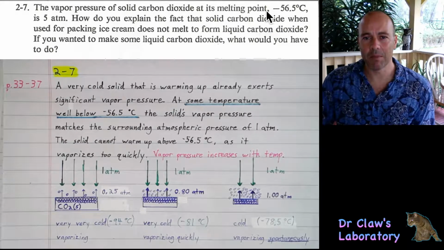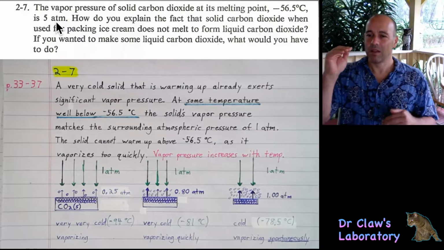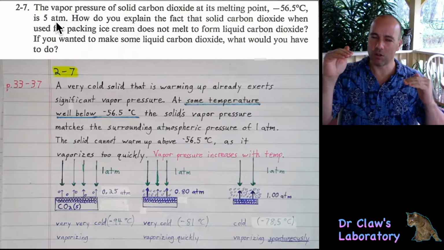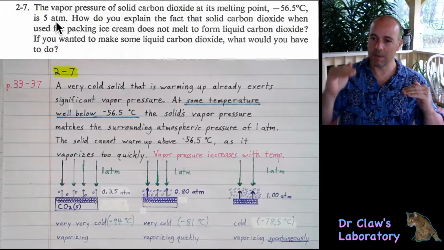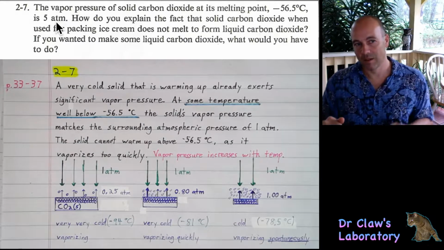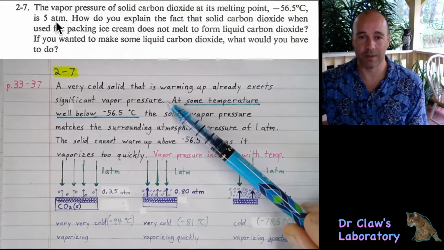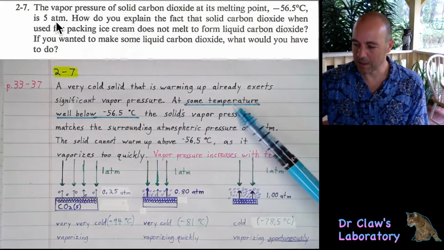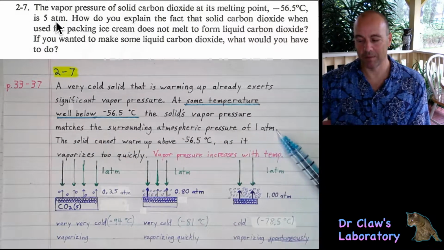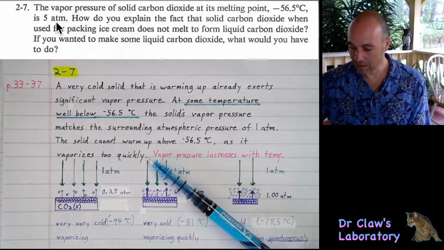So by the time the temperature reaches negative 56.5, the vapor pressure of the solid is 5 atmospheres. That means at some much lower temperature, the vapor pressure would be 1 atmosphere. Since they increase together, they would decrease together as well. Now, a very cold solid that is warming up already exerts a significant vapor pressure, as we discussed. So at some temperature well below negative 56.5, the solid's vapor pressure is already matching the surrounding atmospheric pressure of 1 atmosphere. So the solid cannot warm up above this temperature, as it would be vaporizing too quickly.